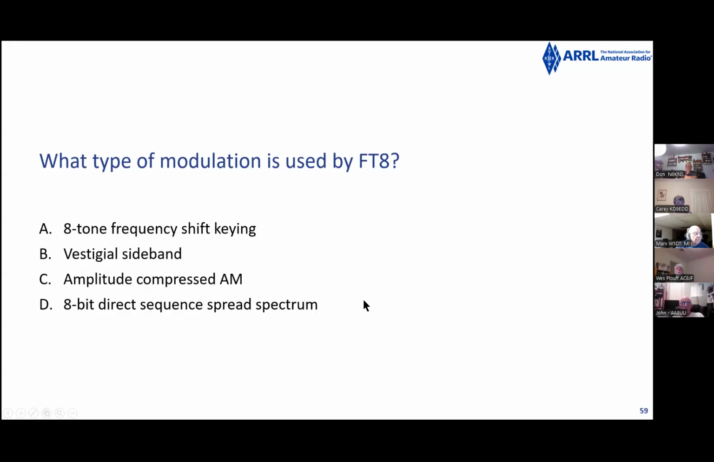Sorry about that. What type of modulation is used by FT8? Eight-tone frequency shift keying, vestigial sideband, compressed AM, or 8-bit direct sequence spread spectrum. Boy, say that 10 times fast. Well, D is a cell phone. It's got to be A. Yep, it's A. It's 8-tone frequency shift keying.